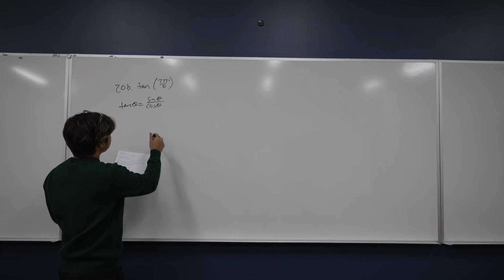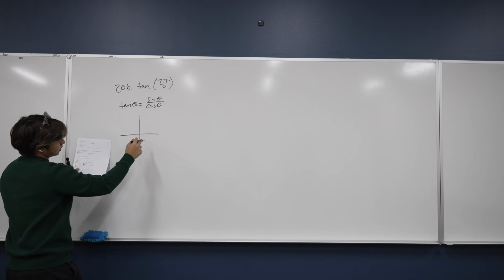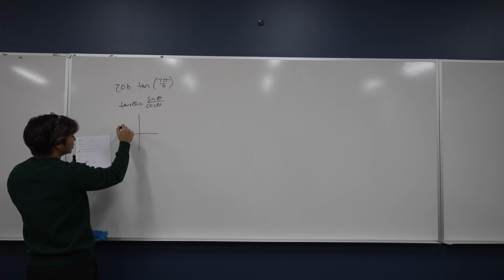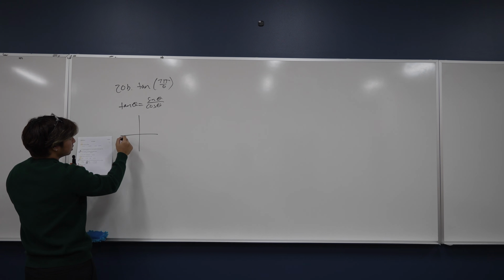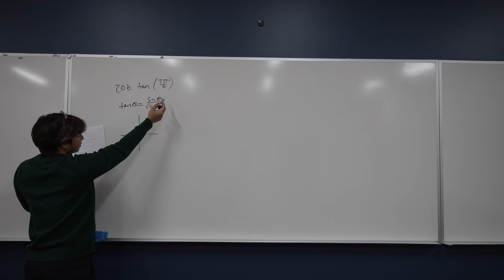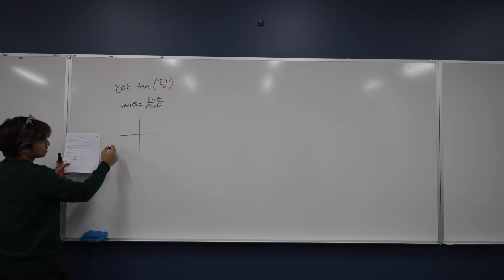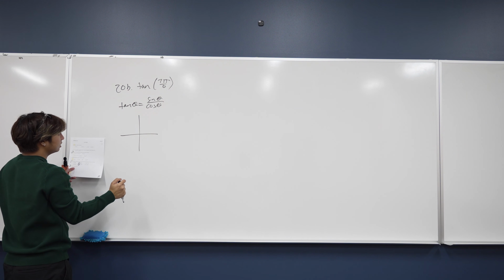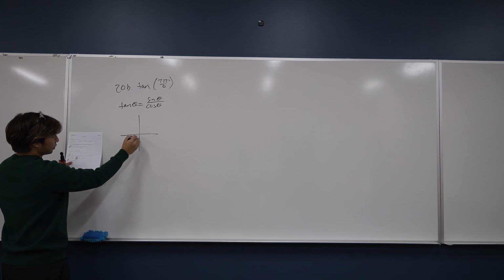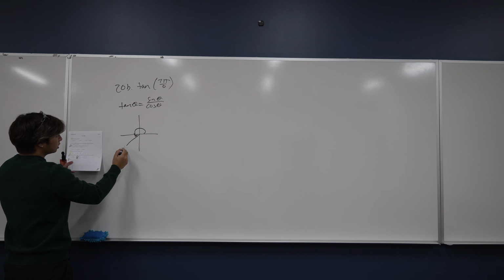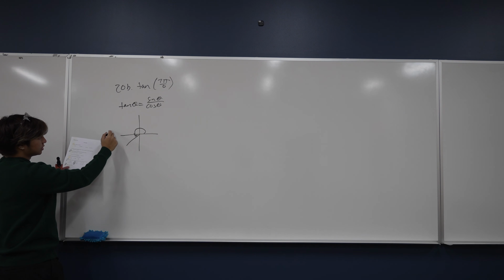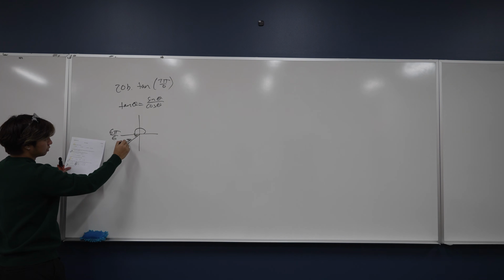For this one, let's do our little grid. We have 0, pi over 2, pi, and 3 pi over 2. In terms of pi over 6, pi is 6 pi over 6, and 3 pi over 2 is 9 pi over 6. So 7 pi over 6 lands somewhere here. Let's draw a little angle here. Since this is 6 pi over 6, I'm left with an angle of pi over 6.